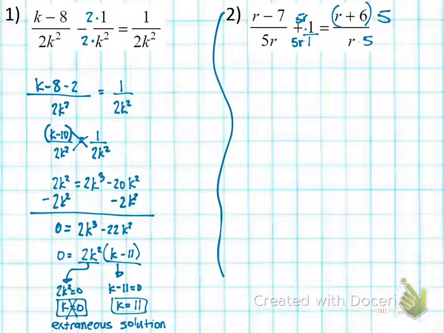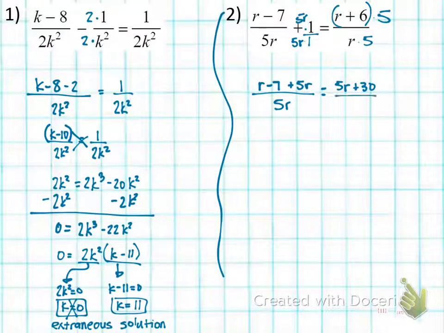Okay, so we got r minus 7 plus 5r all over 5r is equal to, multiply r plus 6 times 5, is going to be 5r plus 30 all over 5r. Okay? That's the first step. Then we're going to combine like terms. I could combine r and 5r to make it 6r minus 7 all over 5r is all equal to 5r plus 30 all over 5r.